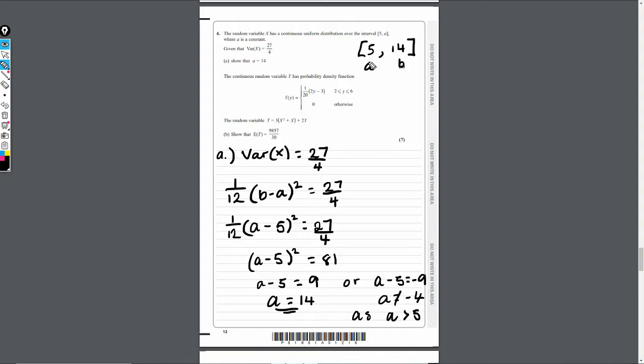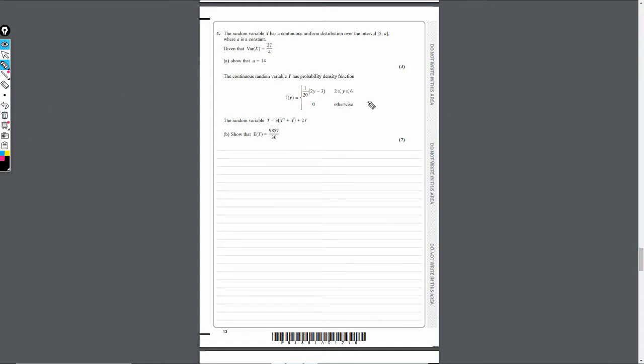Okay, so that's part A. Let's clear this now because we're going to need more room for part B. We're given this probability density function, f of y, and it tells us that the random variable T is equal to 3 lots of (x squared plus x) plus 2y. We have to show that E of T is equal to this quotient here. Now, 7 marks. The trickiest bit about this is just understanding what you're being asked.